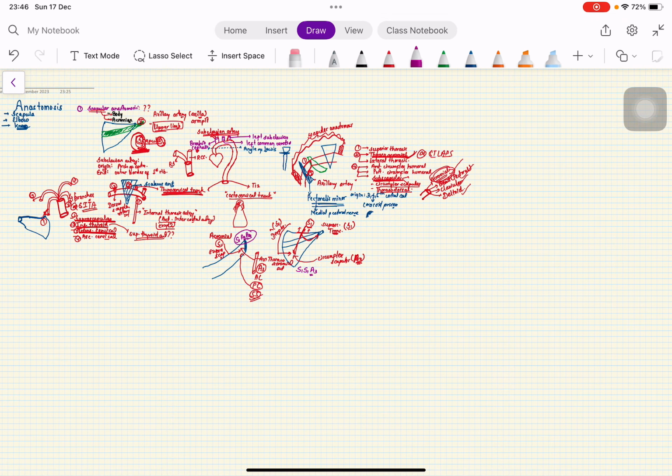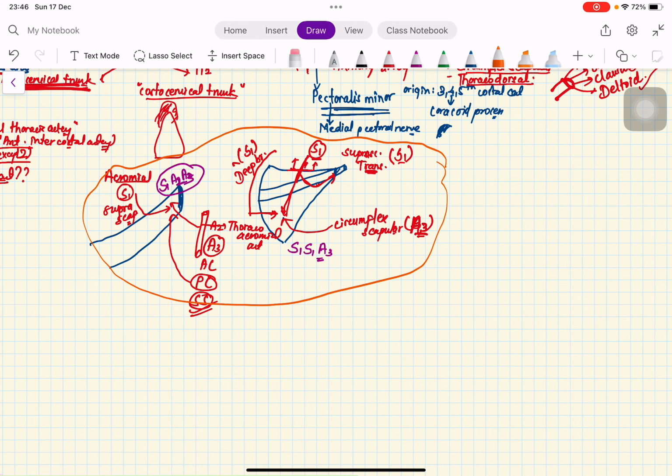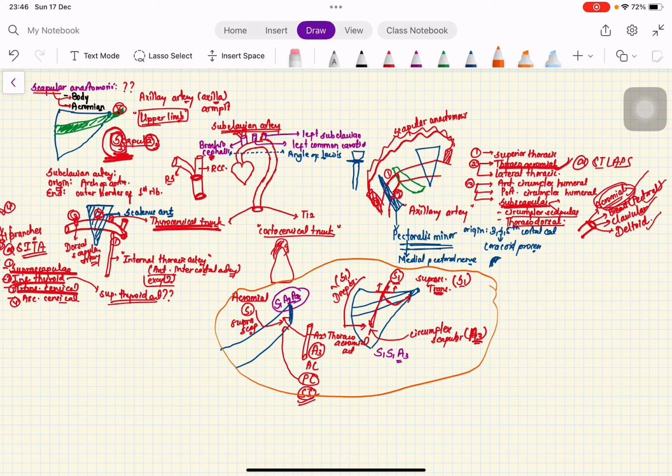And look, for understanding, what you have understood from the book is only this part, right? Only this part is told in the book, but the remaining is very important, like where it has come from. So it is very, very important to understand this scapular anastomosis.